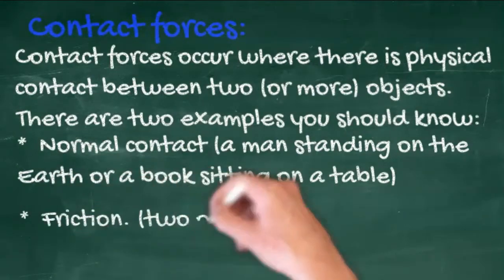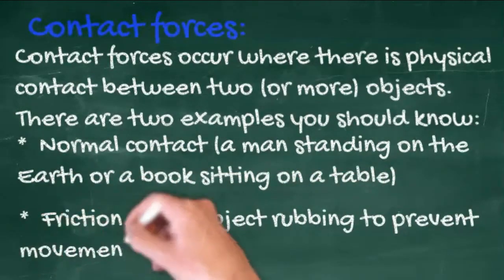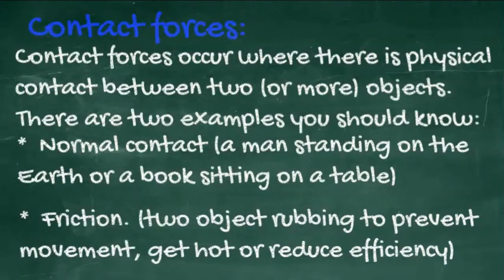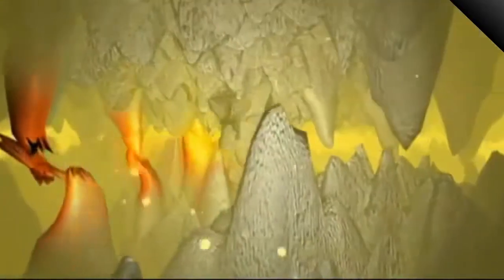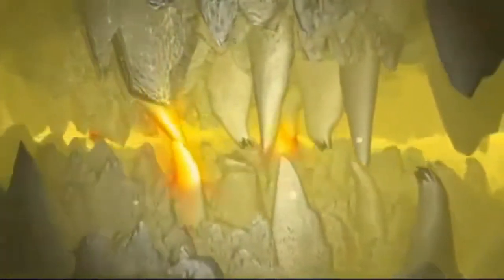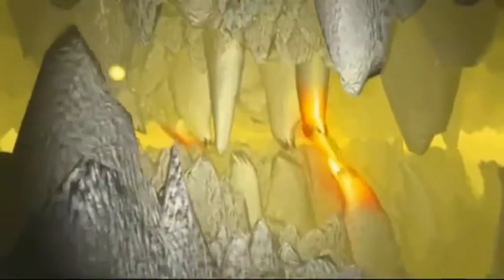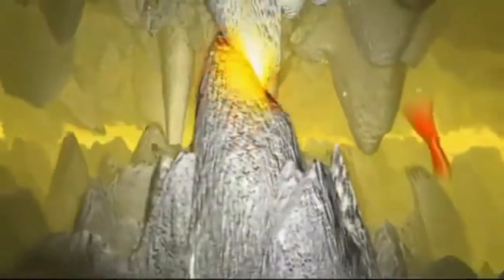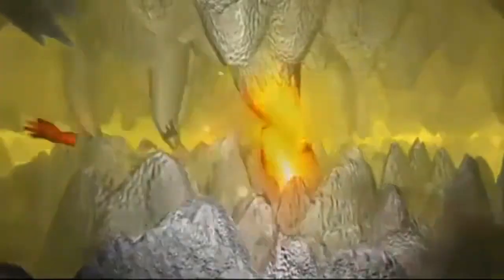The second force is friction, which we looked at quite extensively in Topic 2. Lubrication is covered extensively in Topic 2. This animation just shows how friction between two surfaces can cause an object to heat up.